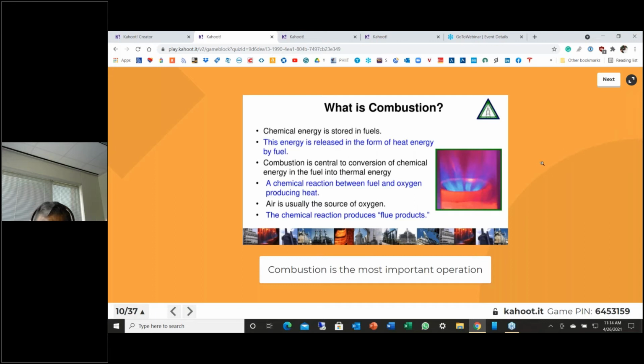So chemical energy is stored in fuel. This energy is released in the form of thermal energy by fuel. And combustion is central to conversion of chemical energy into thermal energy. And the chemical reaction is taking place between fuel and oxygen. Oxygen, we normally get it from air, and the products of combustion are called flue gases. So fuel and air combust to produce flue gases, and that's the combustion.